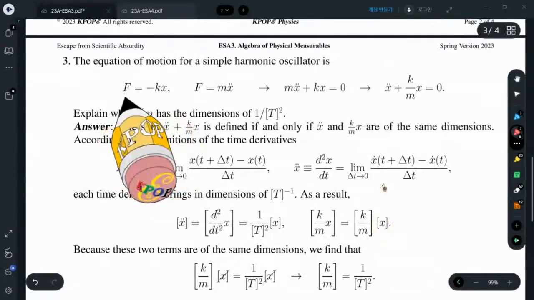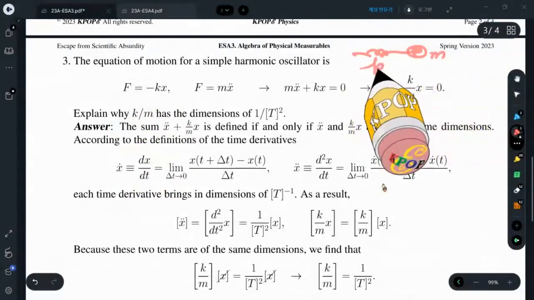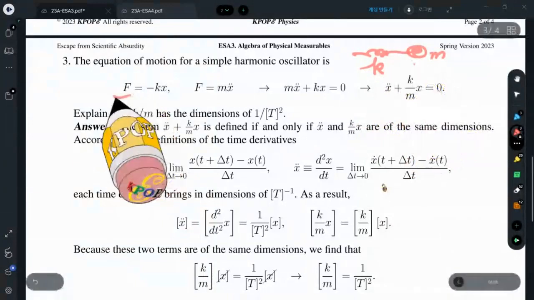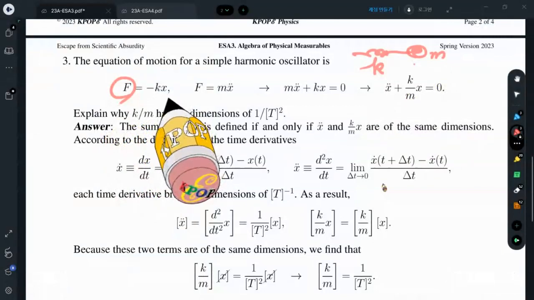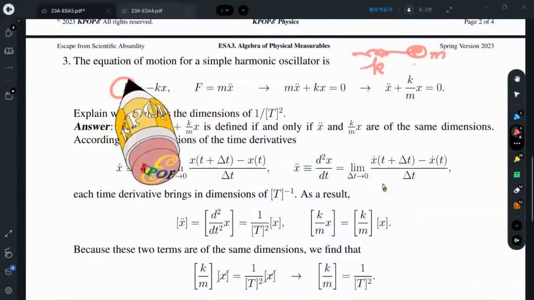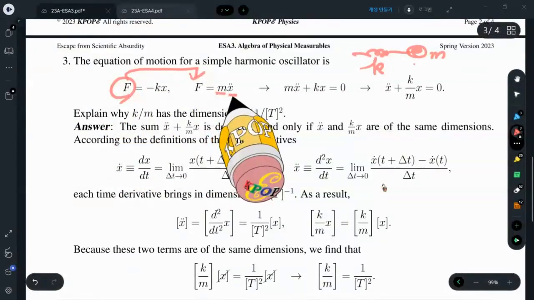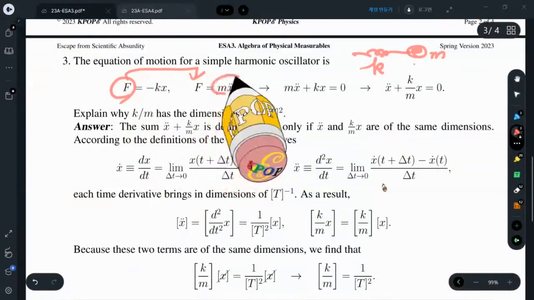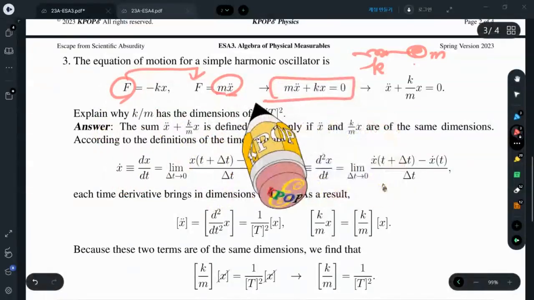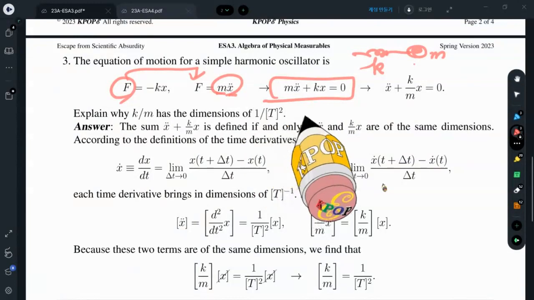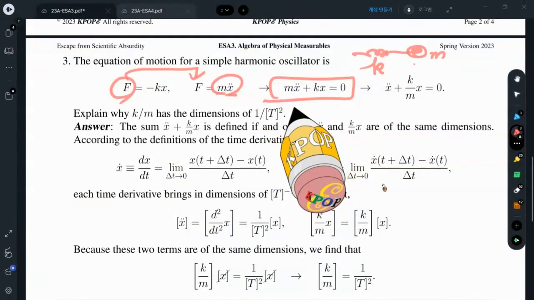Harmonic oscillator is a mass-spring system. Mass m and spring constant k, according to Newton's second law, F equals minus k times x. F is expressed in terms of the product of mass and acceleration. If I substitute this in here, then I would get the equation of motion. In a mathematical sense, it is a second order ordinary differential equation.